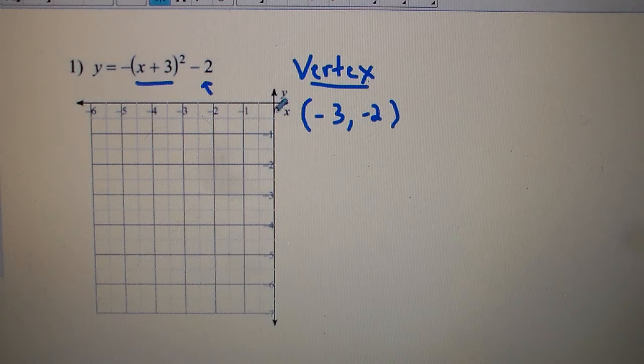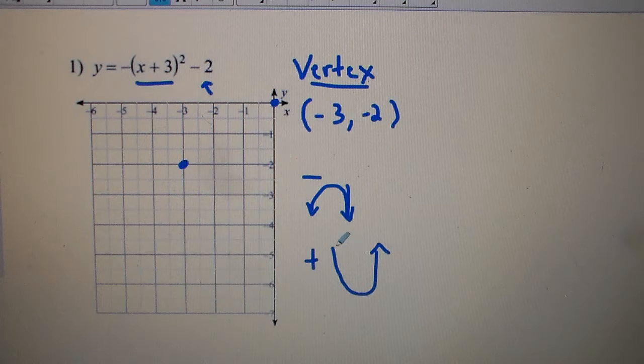So we plot a point at negative 3, negative 2. We have 3 to the left of the origin. The origin is located right here. 3 to the left and then 2 down. That blue dot is our vertex. That's where there's going to be a change. Now we know that this is a negative, so our U is going to look something like that. When it's a positive in front of the parentheses, our parabola is going to look something like this, where the arrows are going up.